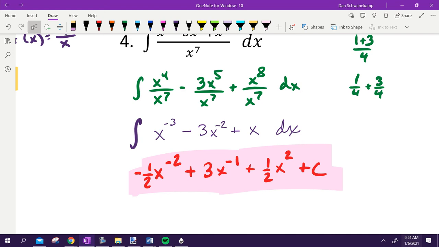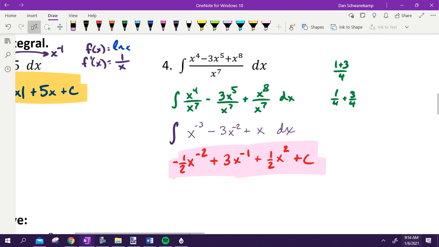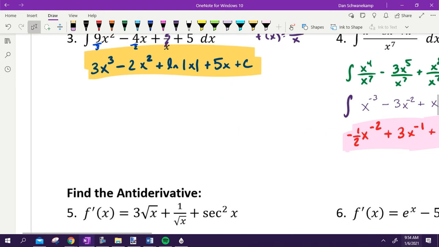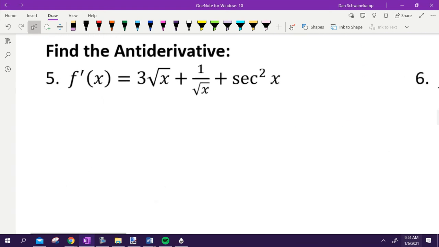No, because when we take the integral, that dx is going away. We're taking the derivative with respect to x, or the antiderivative with respect to x in that case. That answer is, yeah, just that. Yep. Let's go to number 5.